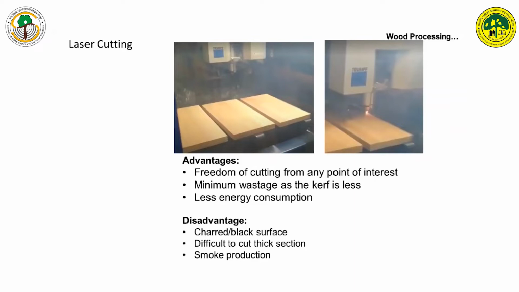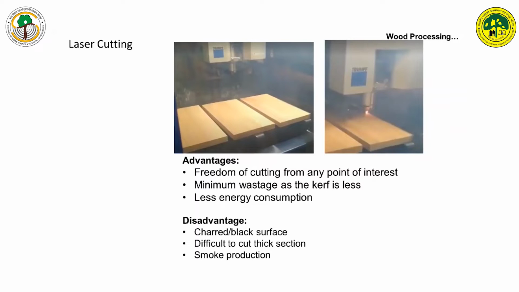The energy consumption is quite low, and the kerf is very minimal here. The kerf is around 1 millimeter at maximum. So out of the 5 millimeter we use in a circular saw, we can save at least 60 to 70% of the wastage. And another benefit of laser cutting is the ease of cutting. We can start the cutting from any point and finish at any other point, not like conventional sawing where it has to be from one end to another.